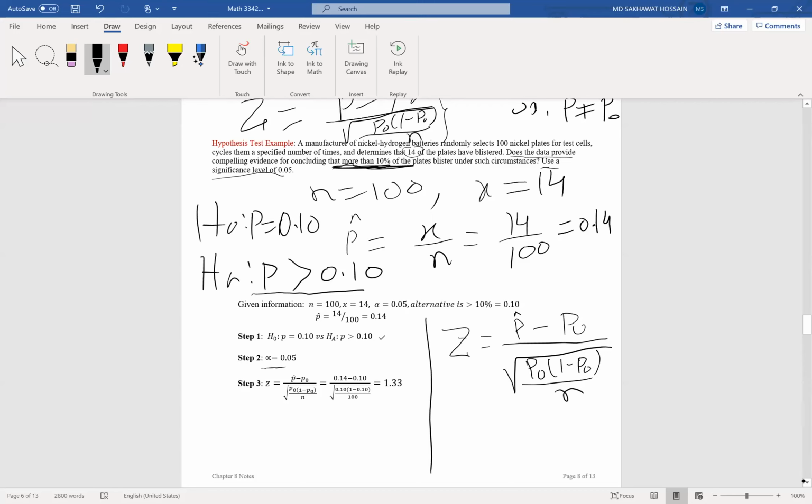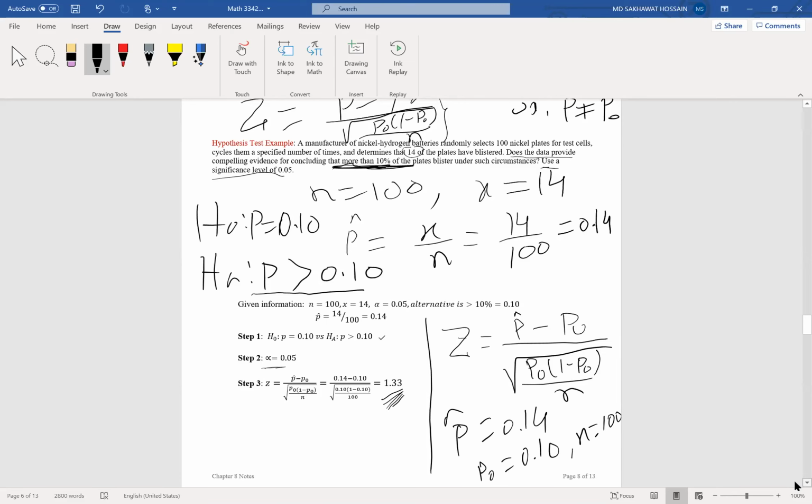So now we'll plug in all the values. The P hat is 0.14. P naught is 0.10. And the sample size N is 100. So we plug in all the values here and calculate the test statistic. The test statistic is 1.33.